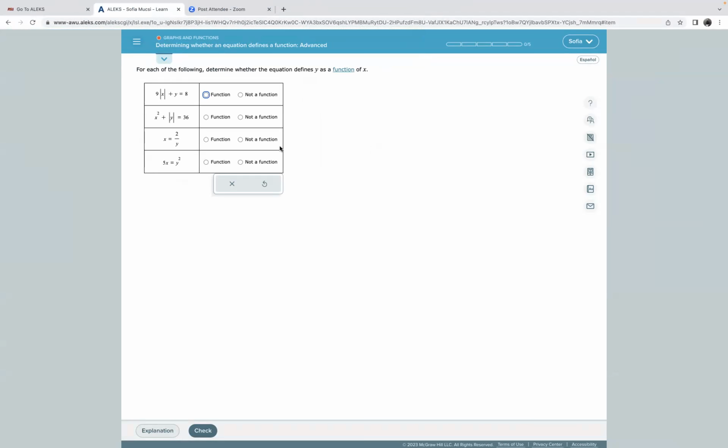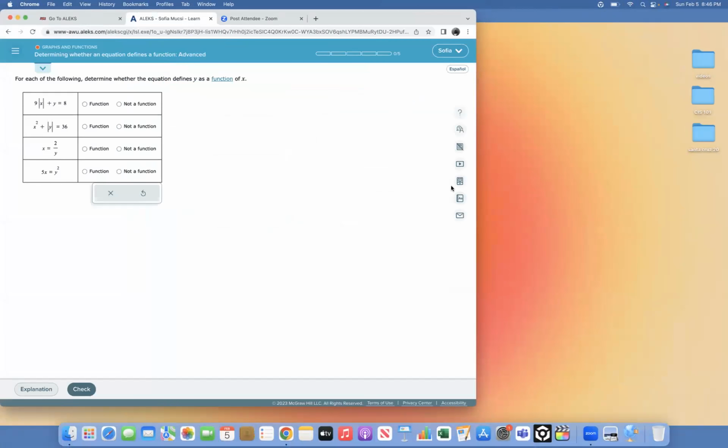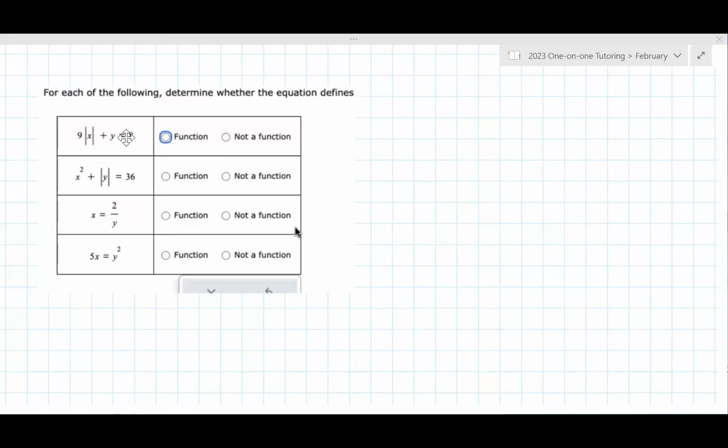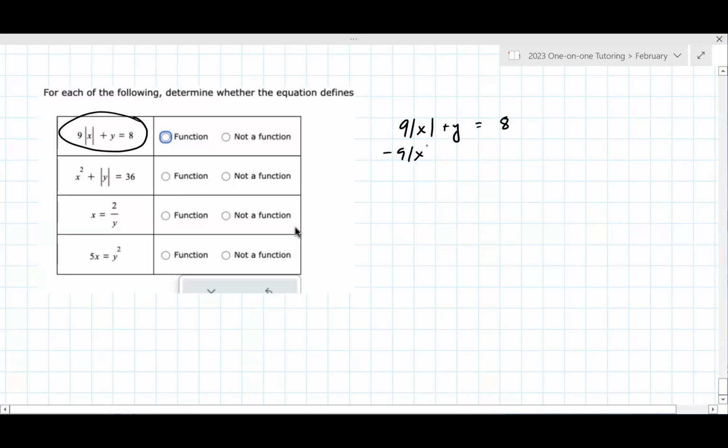And let me go through these. Okay, so let me share my screen. Okay, so the first one here, you can solve it for y. You move the 9 absolute value of x to the other side of the equation. Okay. So it ends up being y equals minus 9 absolute value of x plus 8. So this is good. Okay. Yeah. Okay. All right. Now the next one, these are really odd.